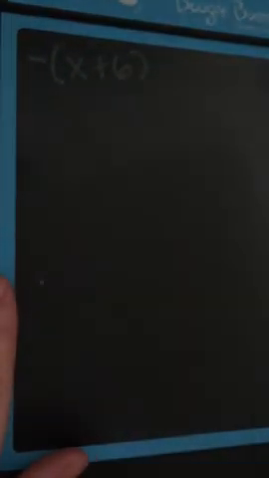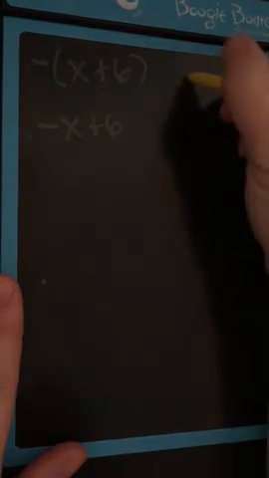A common misconception that happens among students in math is distributing a negative. And what happens is you'll have something like this, and they distribute like this. So let's set x equal to 2 and see if this is right.